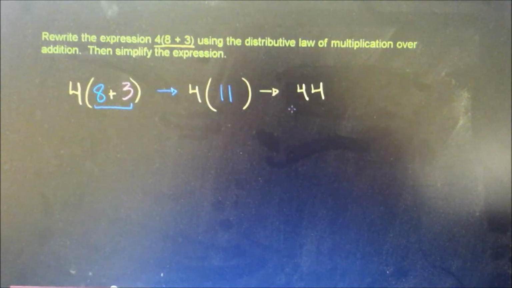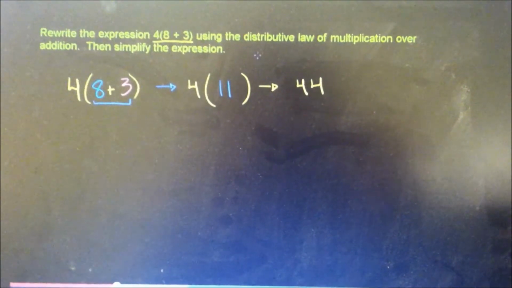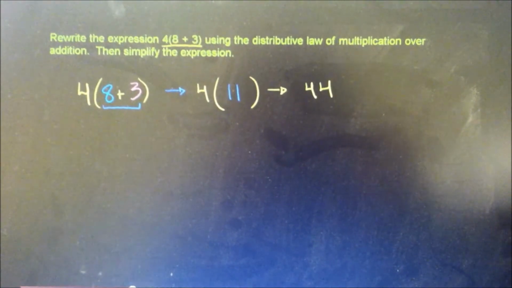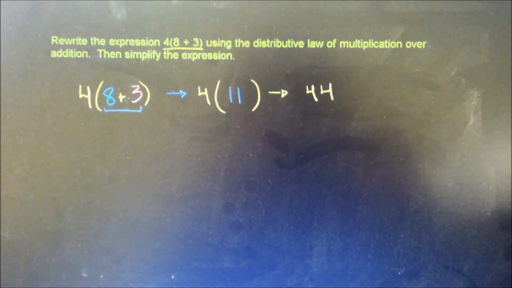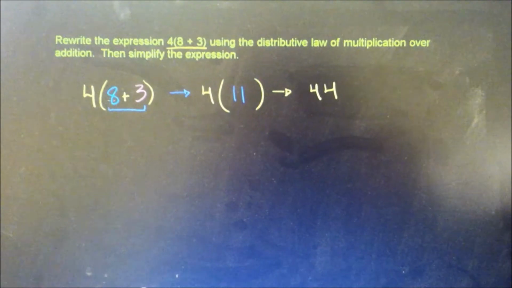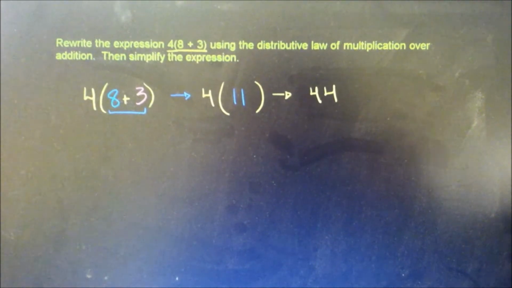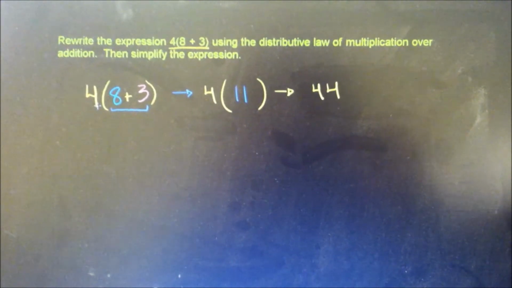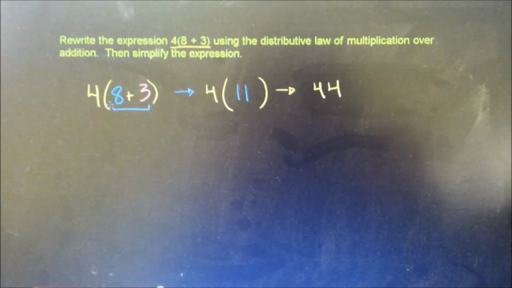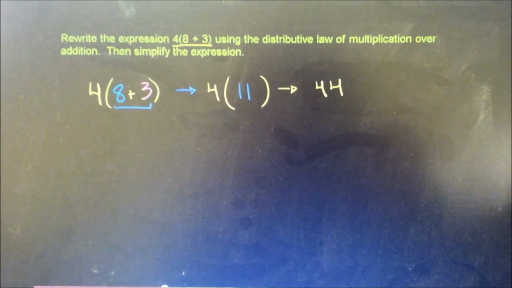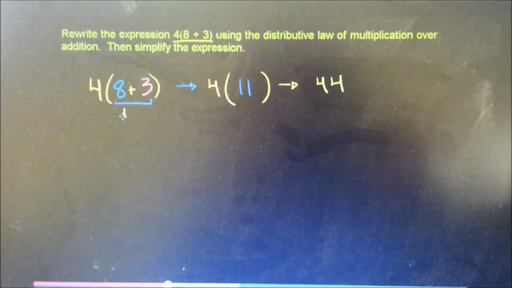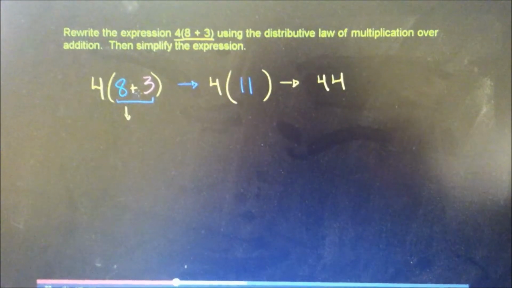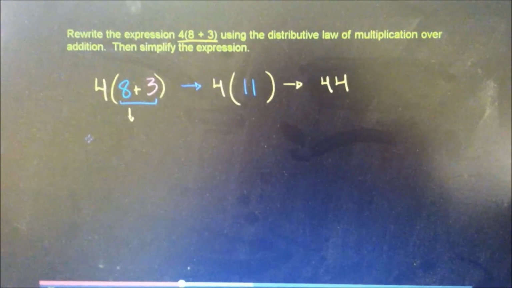So you can evaluate it that way, but they want us to use the distributive law of multiplication. We did not use the distributive law just now. We just evaluated the expression, we used the parentheses first, then multiplied by 4. In the distributive law, we multiply by 4 first. It's called the distributive law because you distribute the 4, and we're going to think about what that means. So in the distributive law, it'll become 4 times 8 plus 4 times 3. And we're going to think about why that is in a second.